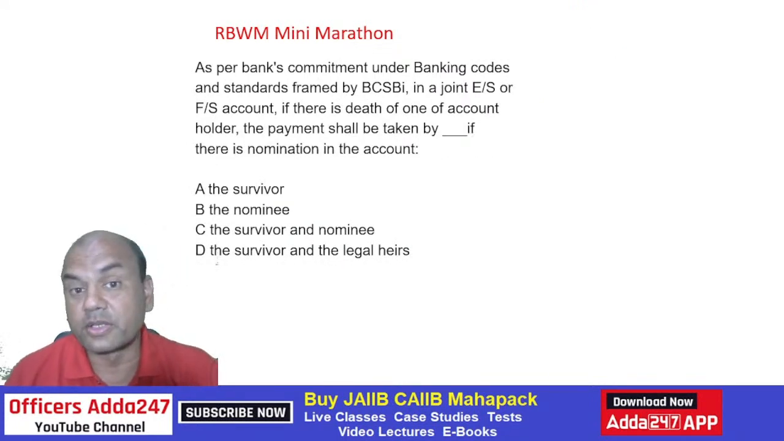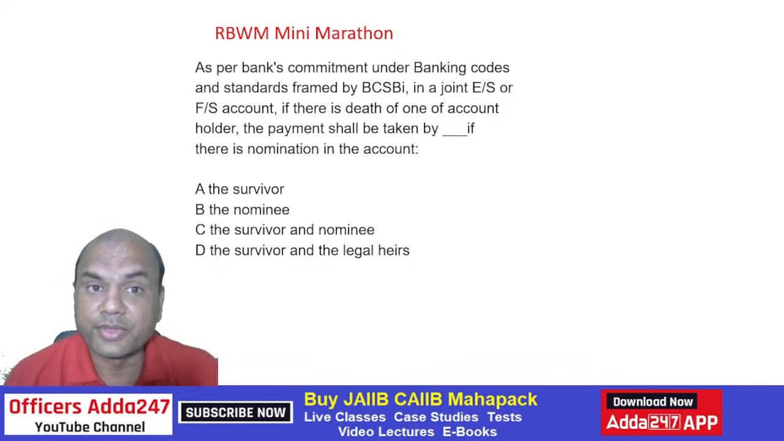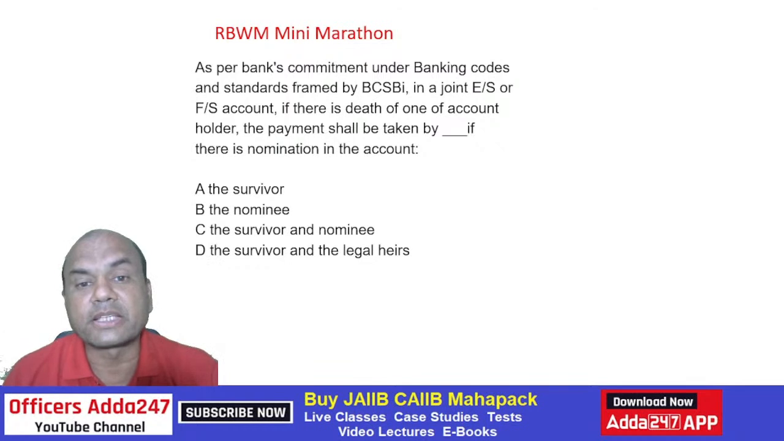Now next one. Now similar question, look at this. I've kept some questions from each chapter and those are difficult ones. What did I say first? Only questions are difficult. As per the bank's commitment under BCSBI, in joint ERS or FRS, if there is a death of one account holder, the payment shall be taken by dash, if there is nomination in the account.